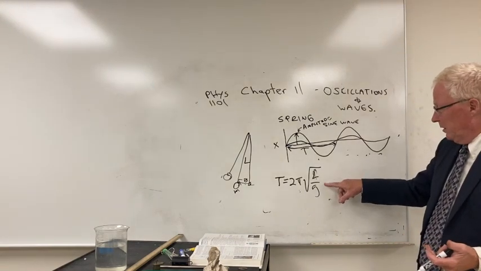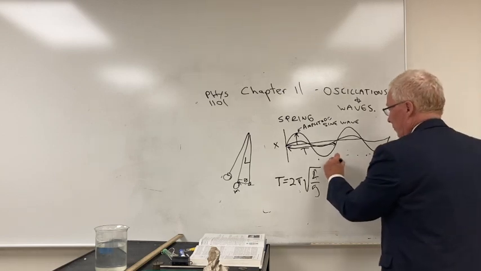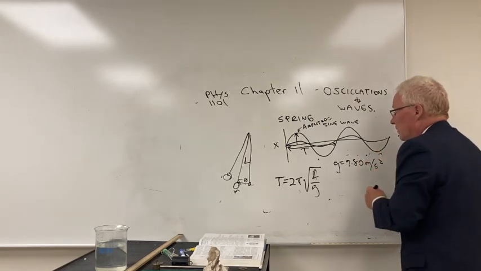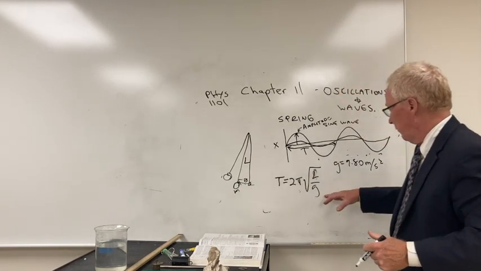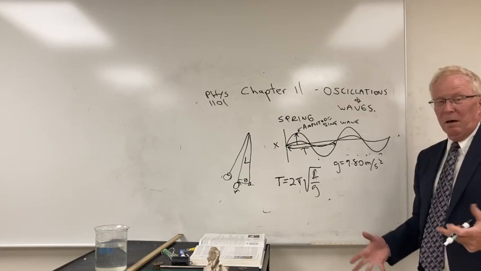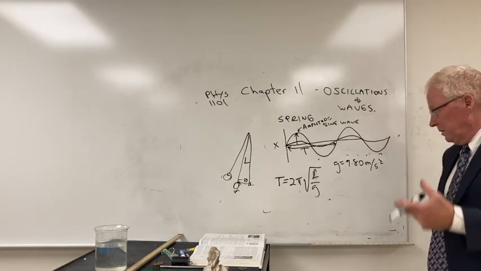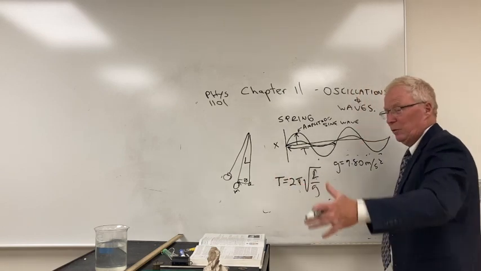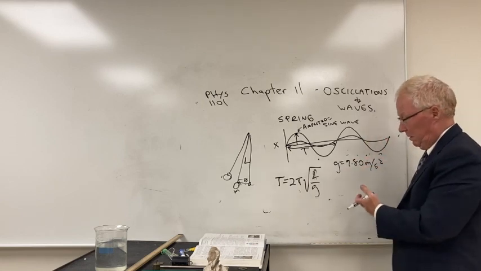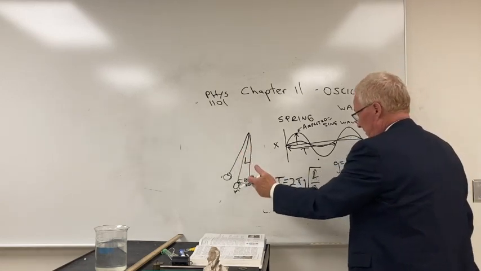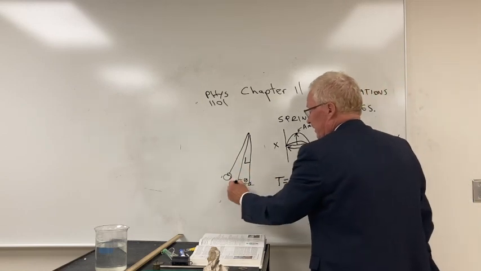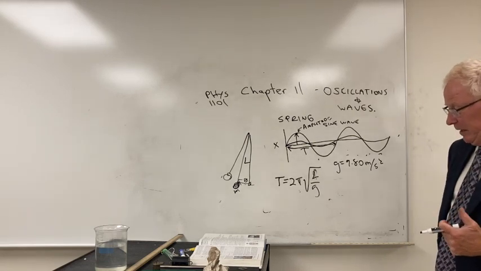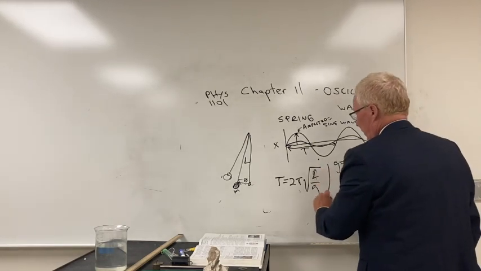The textbook uses little l. So L with G for Earth, G is 9.80 meters per second squared. So it only depends on the length, and it only depends on the acceleration of gravity of where you are. So if you go to the moon, where it's 1/6, the period of a pendulum on the moon is going to be much slower. Again, it doesn't depend on the amplitude, and it has nothing to do with the mass in this case, unlike the spring, which directly depends on the mass. So that's the period for a pendulum.